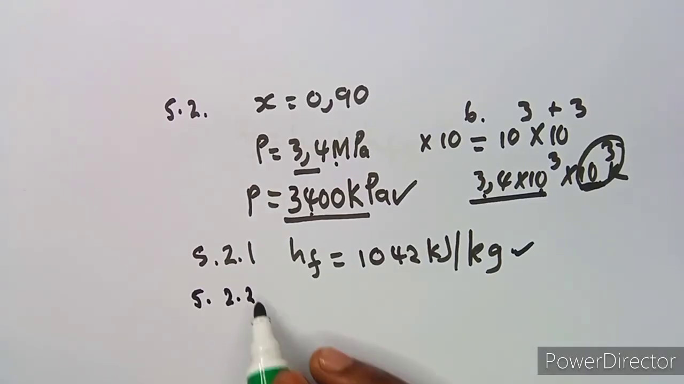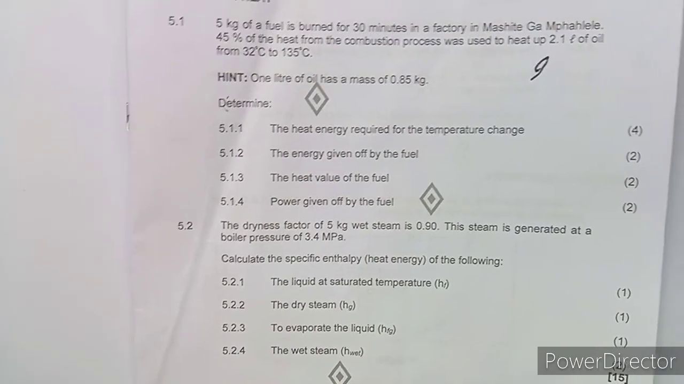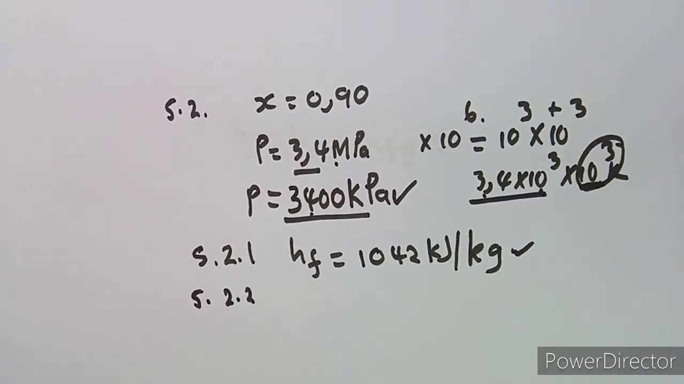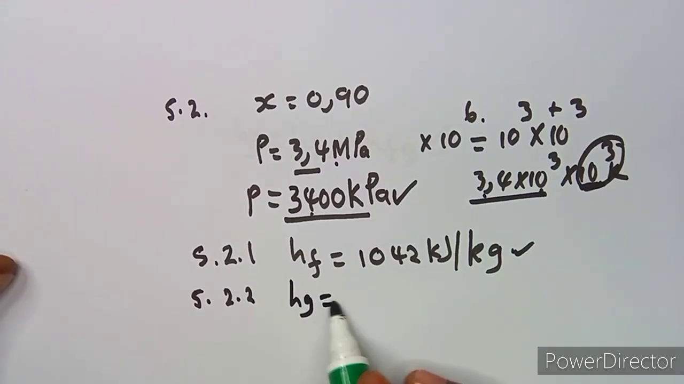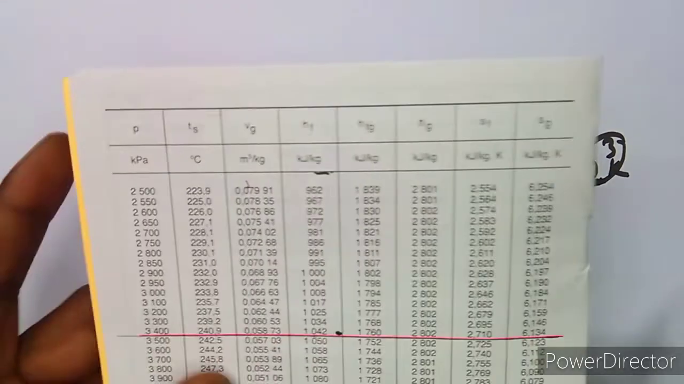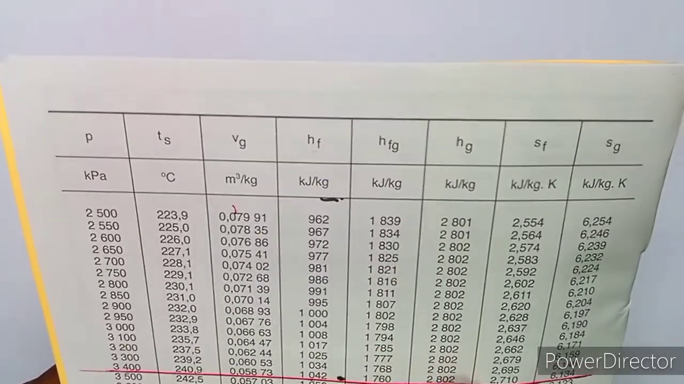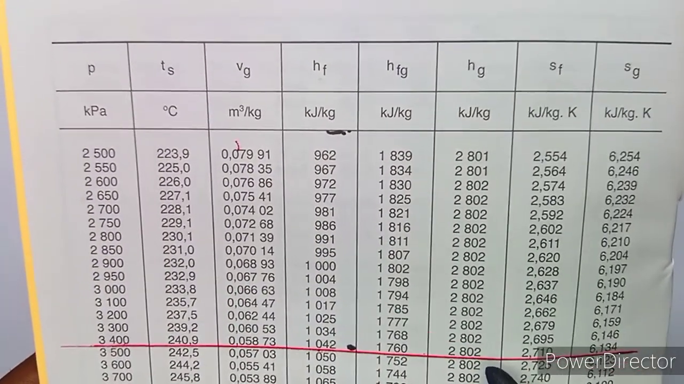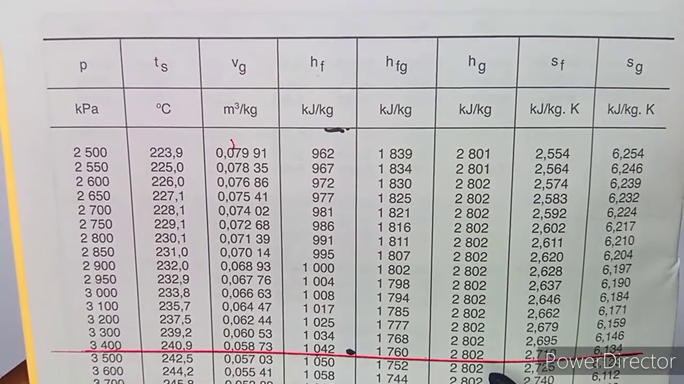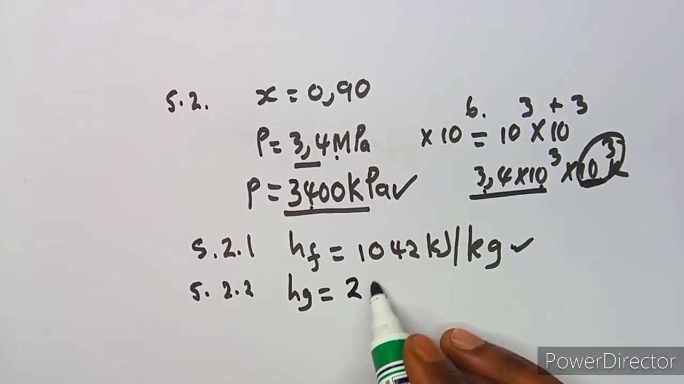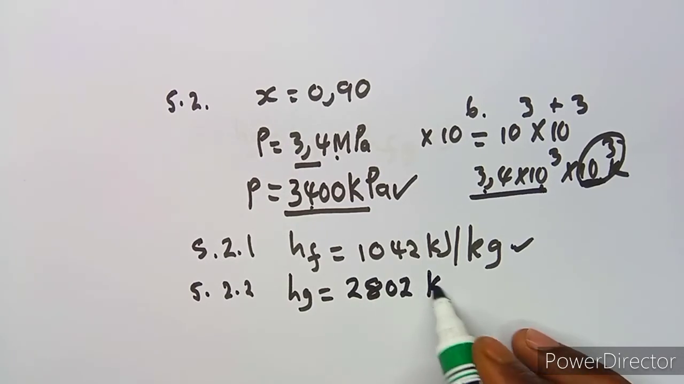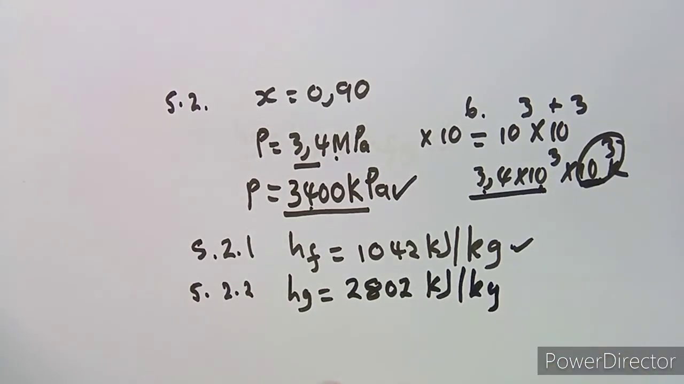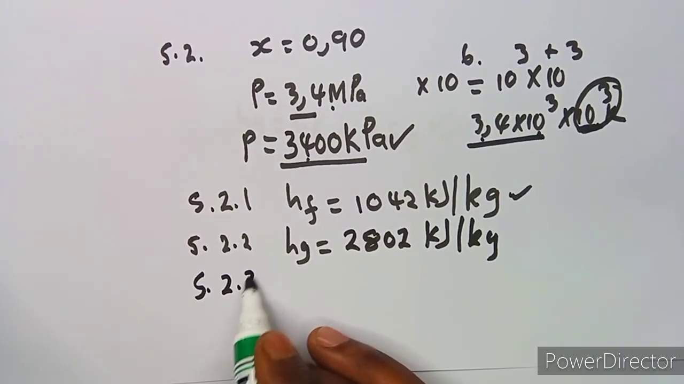5.22, we need the dry steam. The enthalpy of dry steam is Hg, so Hg is for dry steam. It's 1 mark, so I'm just going to take this Hg here. Take note the Hg at 3400 is 2802 kilojoules per kg.